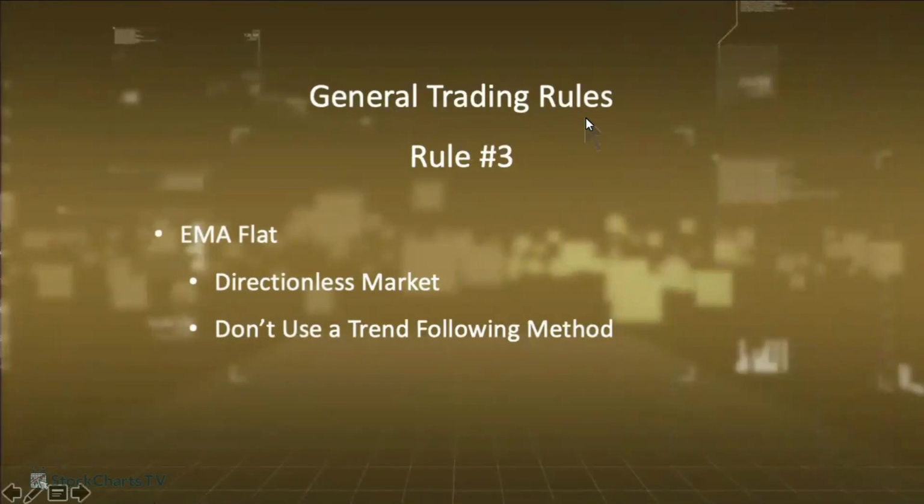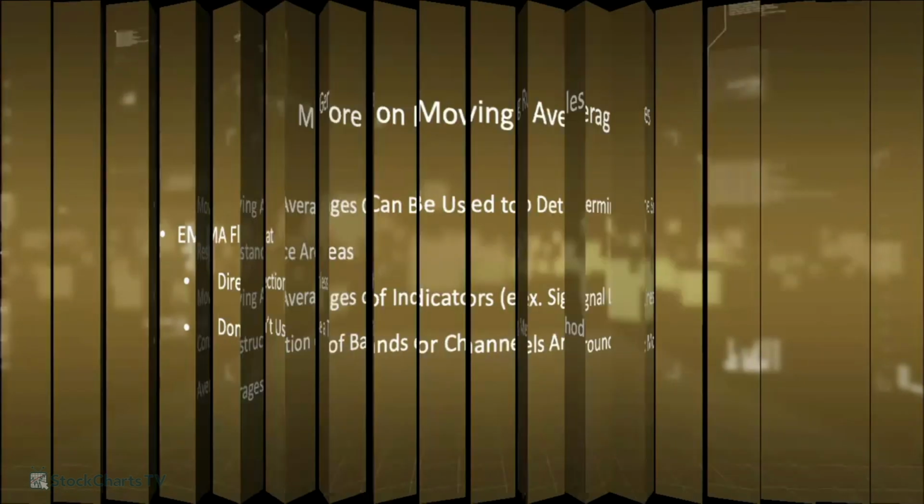The other rule is if those EMAs are trading sideways, if you're getting what I call braiding, when my moving averages just start to cross over each other and move sideways, you have a very directionless market or stock there. And so you don't want to really use the trend following method. It's not going to help you if it's trading mostly in a trading range. So pay attention to that.